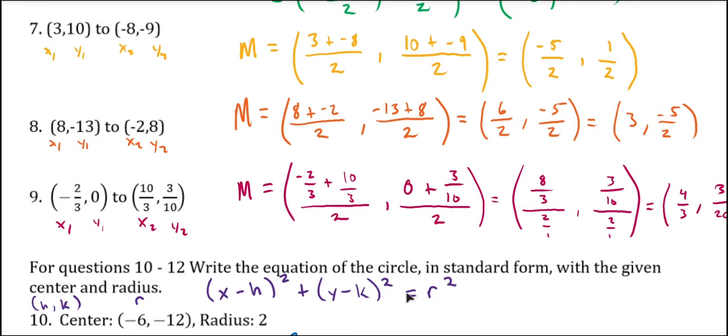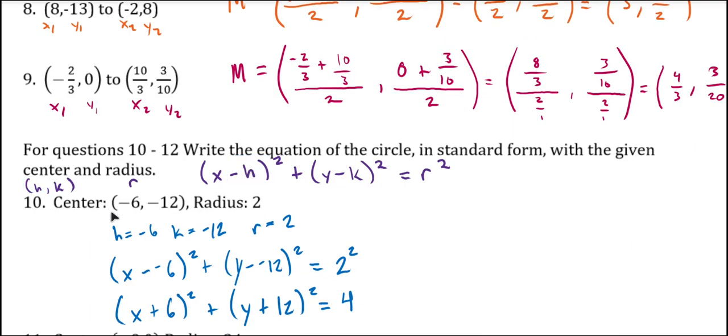So first, let's practice plugging things into the standard form. If I know my center is at -6, -12, and my radius is 2, I want to insert those for these 3 parameters. Here we know that h is equal to -6, k is equal to -12, and r is 2. Plugging those things in and collecting my signs appropriately here and squaring my 2, I get (x + 6)² + (y + 12)² = 4.